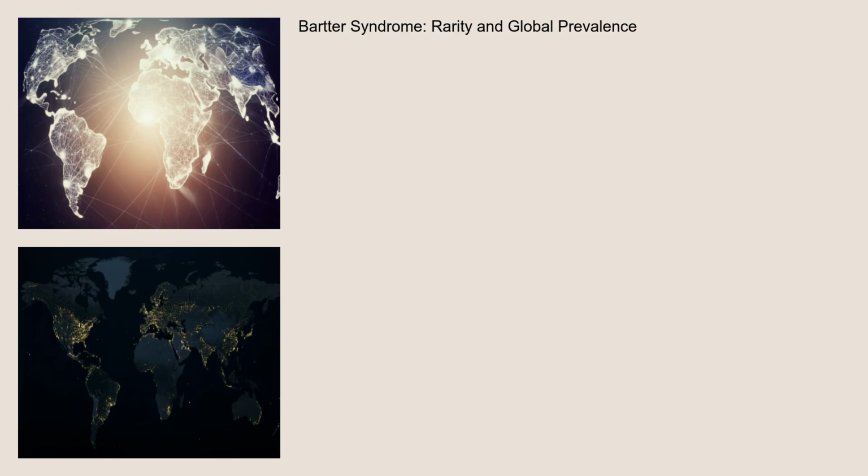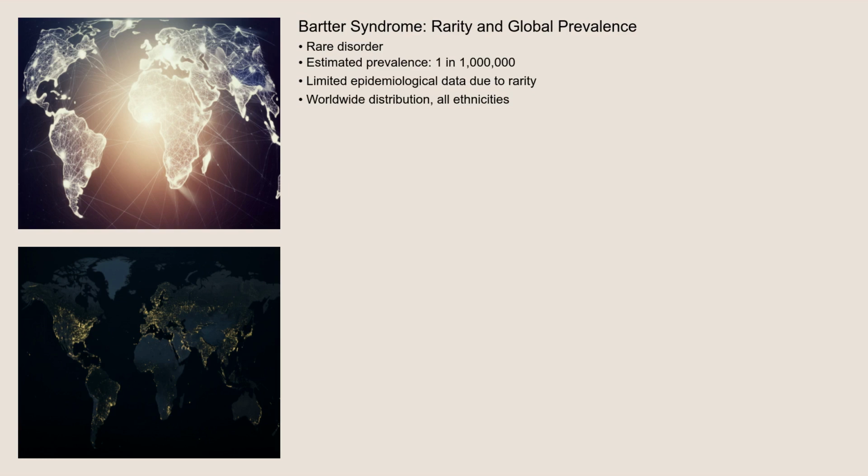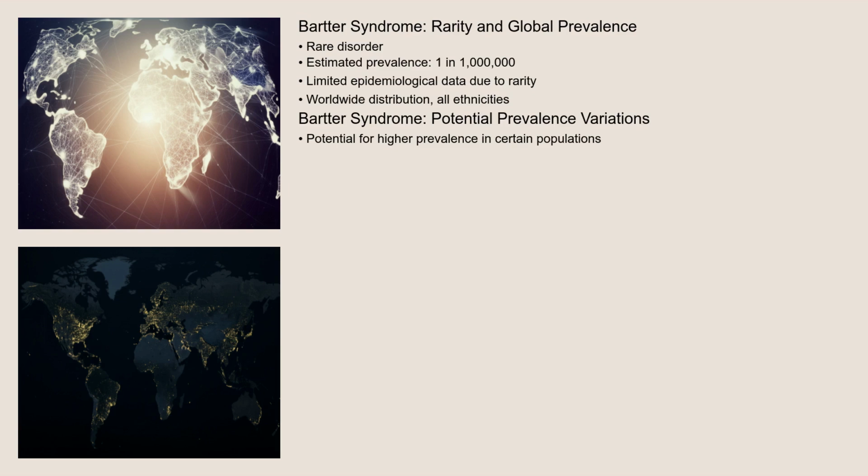Bartter syndrome is a rare disorder, with estimates suggesting it affects approximately 1 in 1,000,000 individuals. Due to its rarity, precise epidemiological data is limited. It's found worldwide, affecting individuals of all ethnic backgrounds. However, certain populations may have a slightly higher prevalence due to founder effects, where a specific genetic mutation is more common within a particular group.